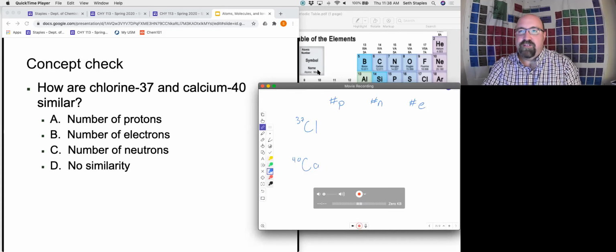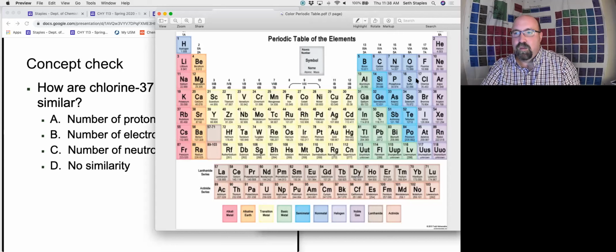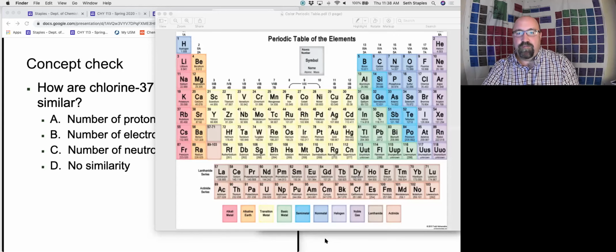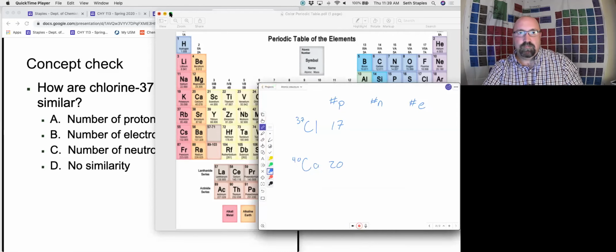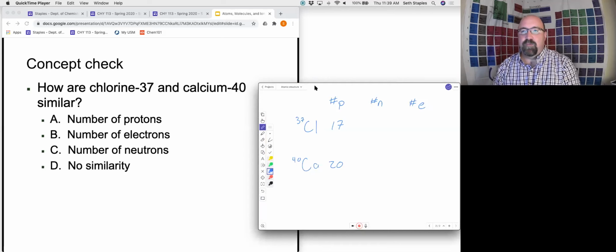And so chlorine-37, let's look on our periodic table. Chlorine is going to have 17 protons. Its atomic number is 17. While we're here on the periodic table, we'll also look at our protons for calcium. Calcium is going to have 20 protons. Atomic number is 20. And since we're talking about neutral atoms, that means we can also fill in our electrons easily. They're going to be equal.